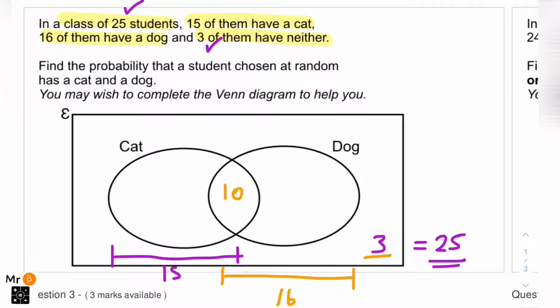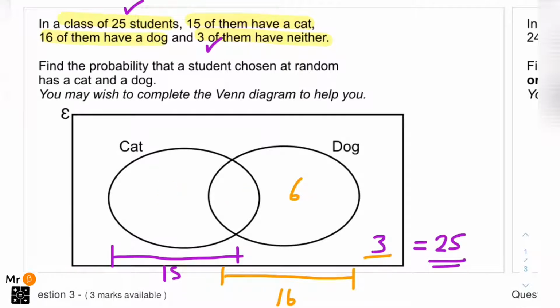If there was 10 in the middle who have both cats and dogs, that means there would be 5 with cats only, because 5 plus 10 is 15, and there would be 6 with just dogs. 10 plus 6 is 16. So if we add these together, does it equal 25? Well, we get 24 there. So we can see that we're just slightly out.